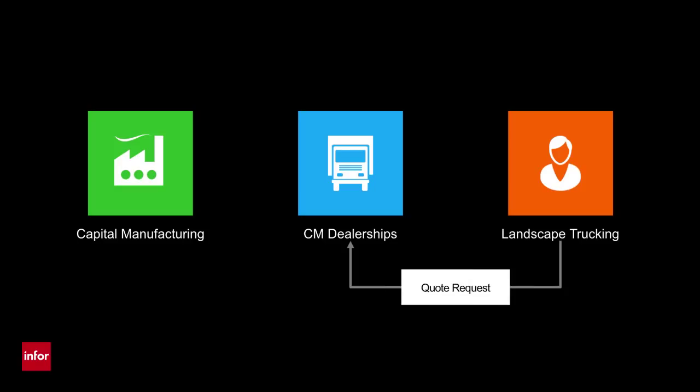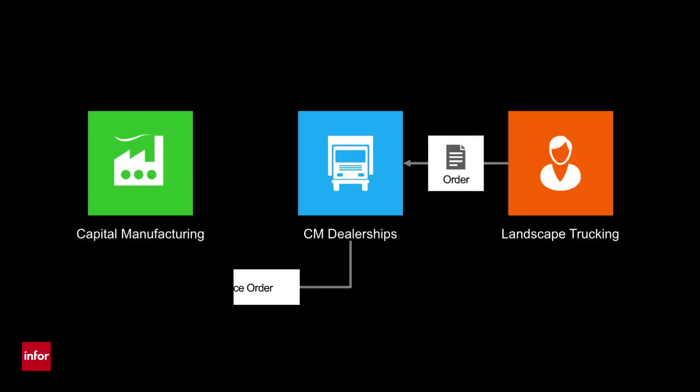In this scenario, we will see how CM Dealerships is using Infor Configure Price Quote to manage their sales process. First, CM Dealerships will respond to a request for quote from Landscape Trucking, generating a 100% complete and accurate quote and proposal. Next, CM Dealerships will respond to a change request from Landscape Trucking, generating a competitive pricing proposal to win the business.